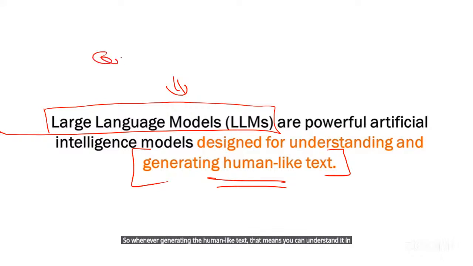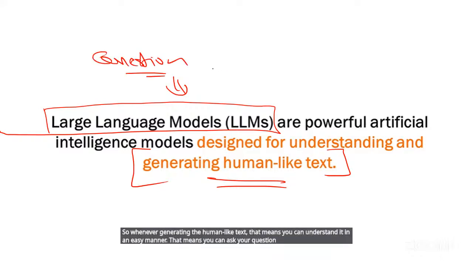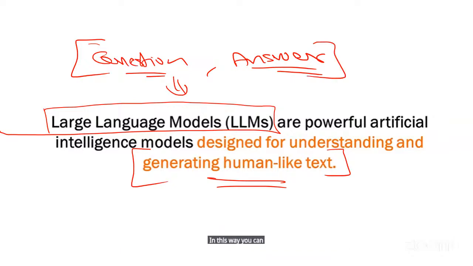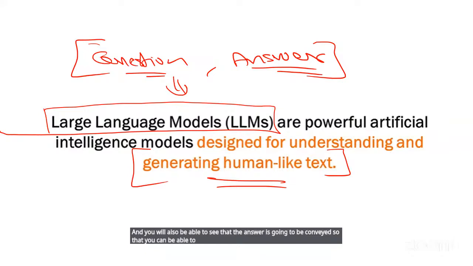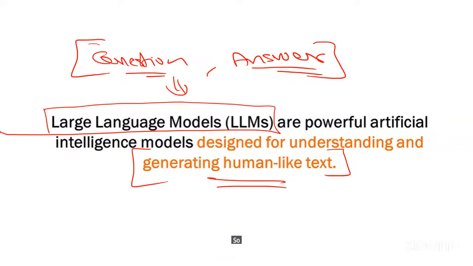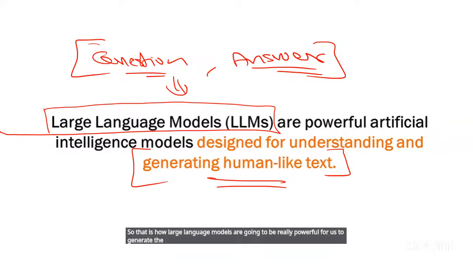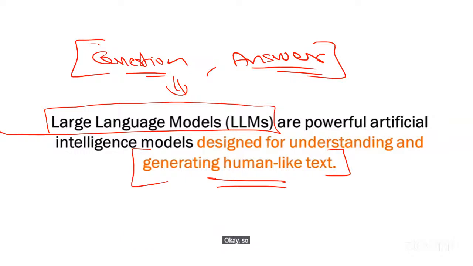That means you can ask your question in English and read the answer in English. You can ask whatever question you want, in whatever language you are comfortable with, and the answer will be conveyed so that you can understand what is being asked. That is how large language models are really powerful for generating human-like text content. That's one of the important points you should be clear about.